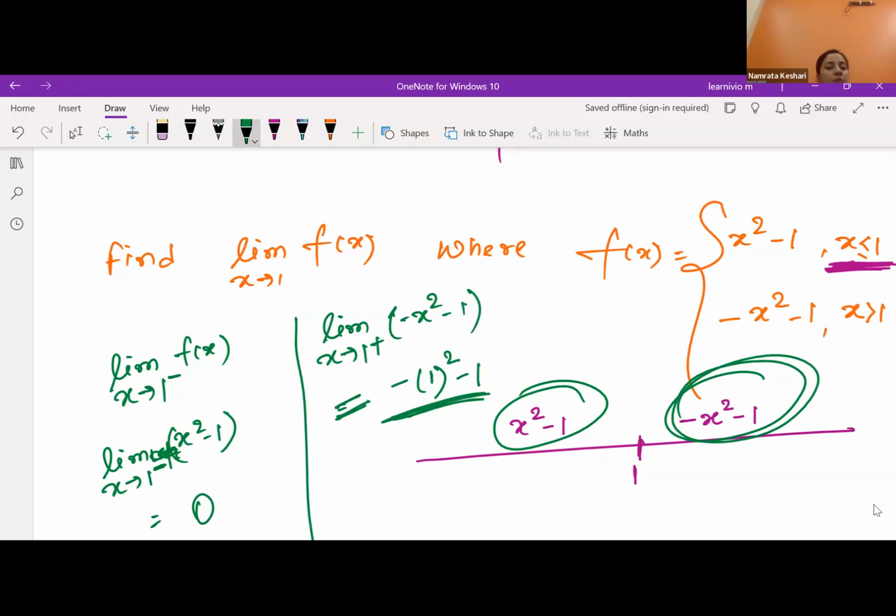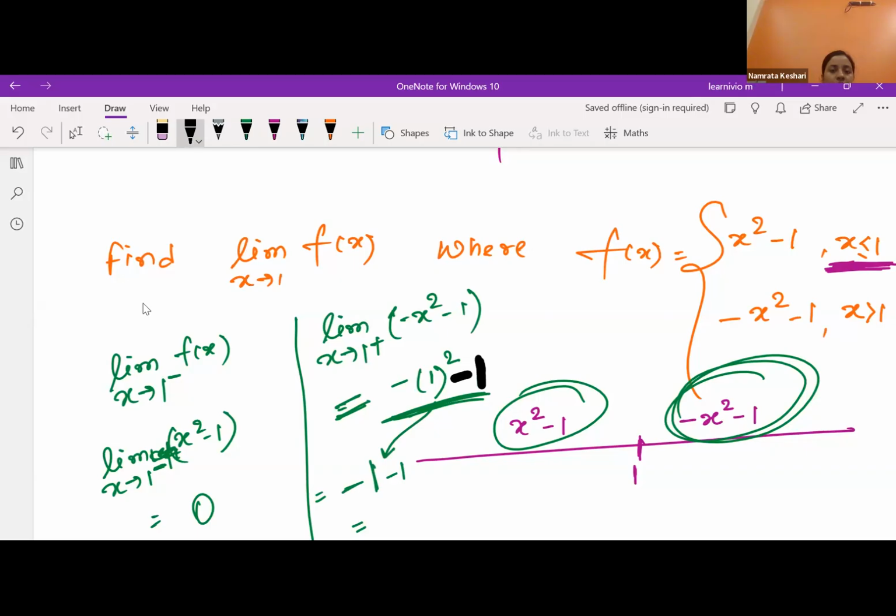Negative of 1 square minus 1, that means negative of just 1. 1 square will be just 1. So minus 1 times 1 will be equal to minus 1. This is not times, this is subtraction. Can you see?